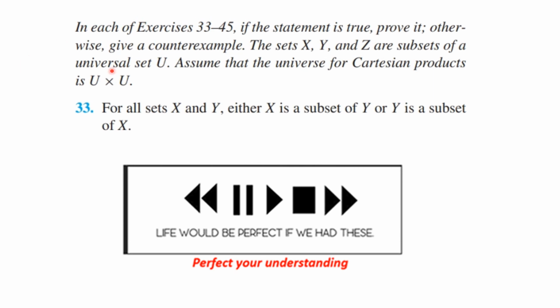Here's a problem from your book. Here's the direction. They say, look at the statement, figure out if it's true, and if it's true, you should prove it. Otherwise, you can give a counterexample if you think it's false. And sets x, y, and z are parts of a universal set. Okay, so number 33 is the one I chose. For all sets x and y, either x is a subset of y or y is a subset of x. Now you have to figure out, is this true? And if it's true, prove it. Or is it false? And give a counterexample. You know what to do. Let's see how you did.